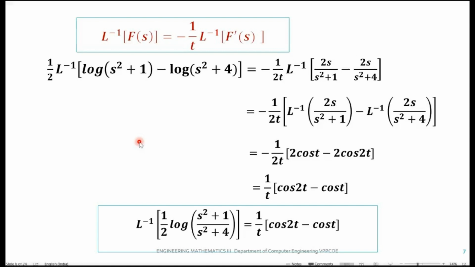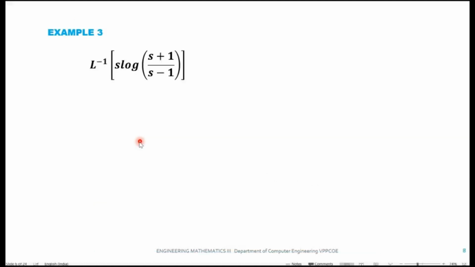Okay. So next problem. L inverse of s log of s plus 1 upon s minus 1.